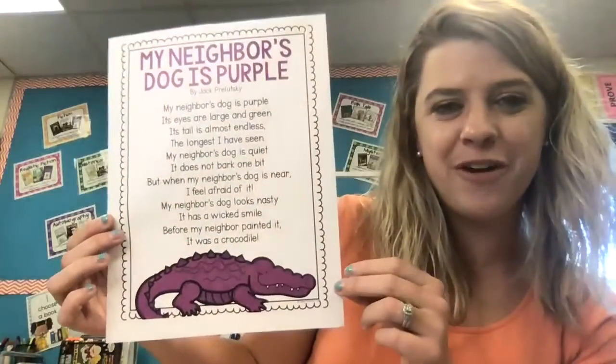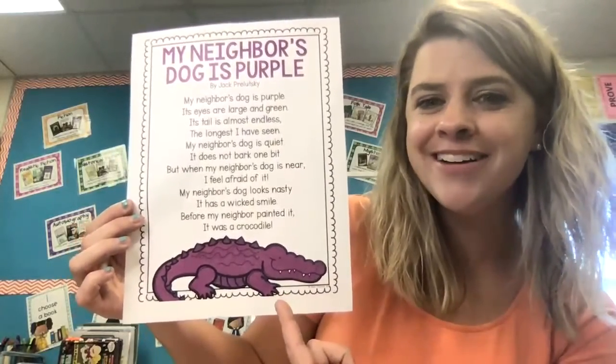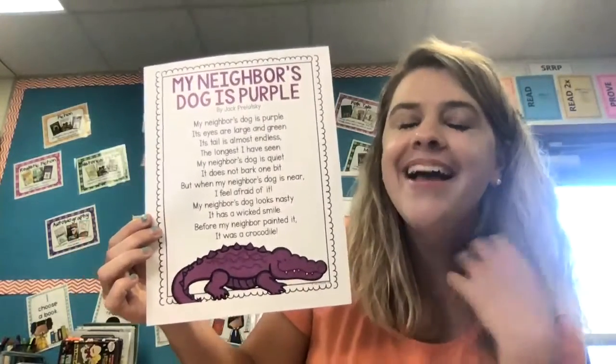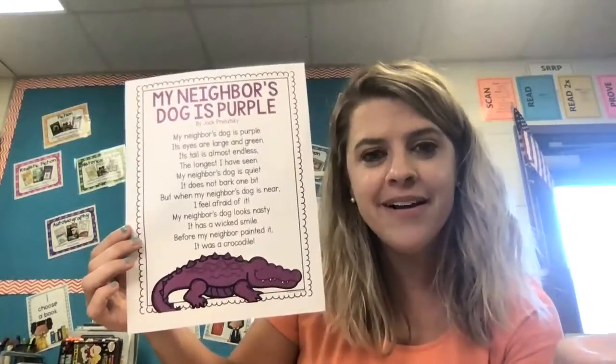What? It's not a dog at all. It's actually a crocodile. So look, here's my picture for my poem. My neighbor's dog is purple. Is it a dog? No, it is not a dog. The neighbor painted a crocodile purple. What? That is crazy. All right.